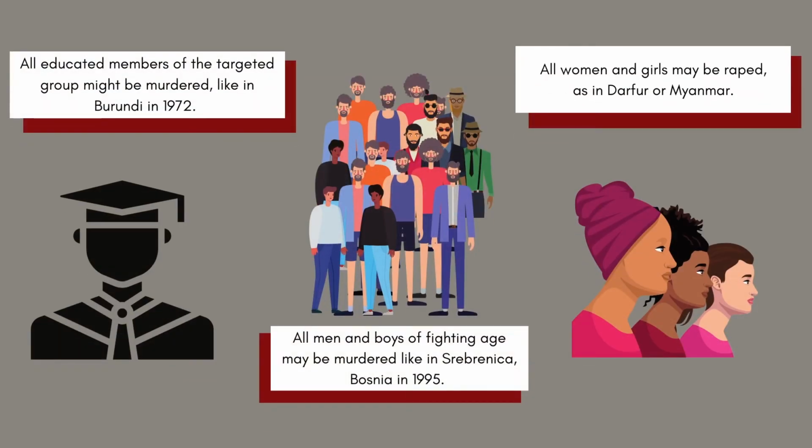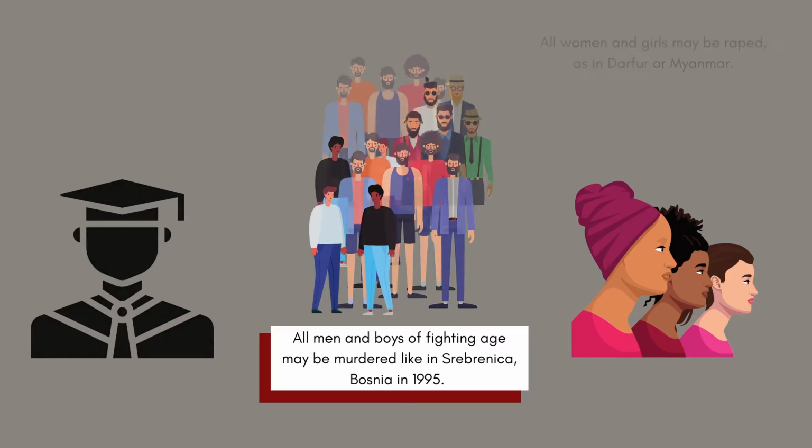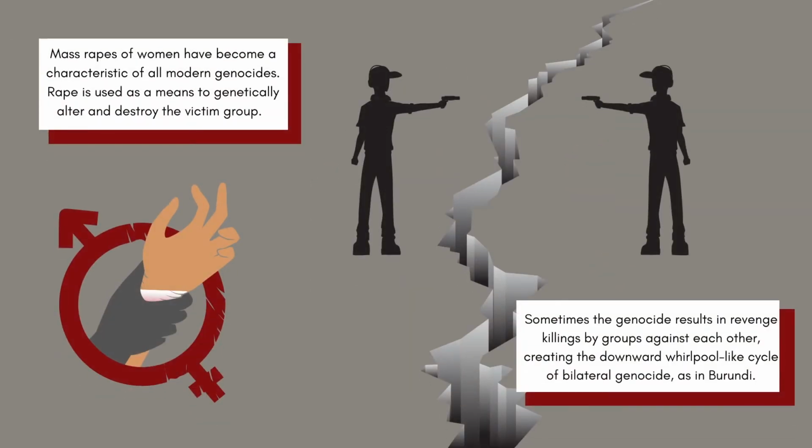All educated members of the targeted group might be murdered, like in Burundi in 1972. All men and boys of fighting age may be murdered, like in Srebrenica, Bosnia in 1995. All women and girls may be raped, as in Darfur or Myanmar. Mass rapes of women have become a characteristic of all modern genocides. Rape is used as a means to genetically alter and destroy the victim group.